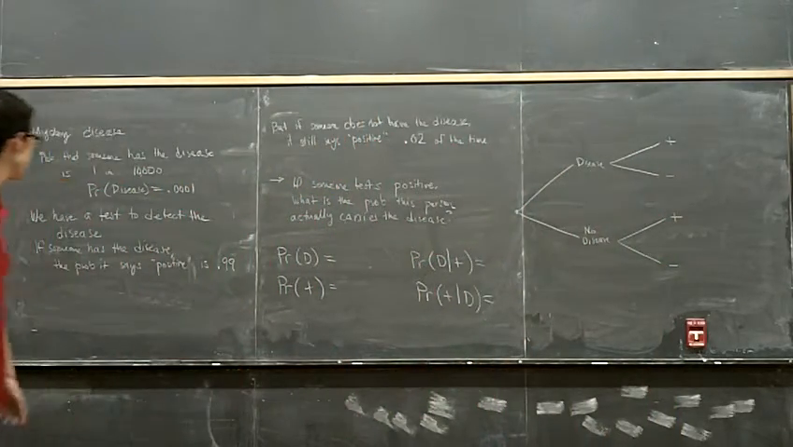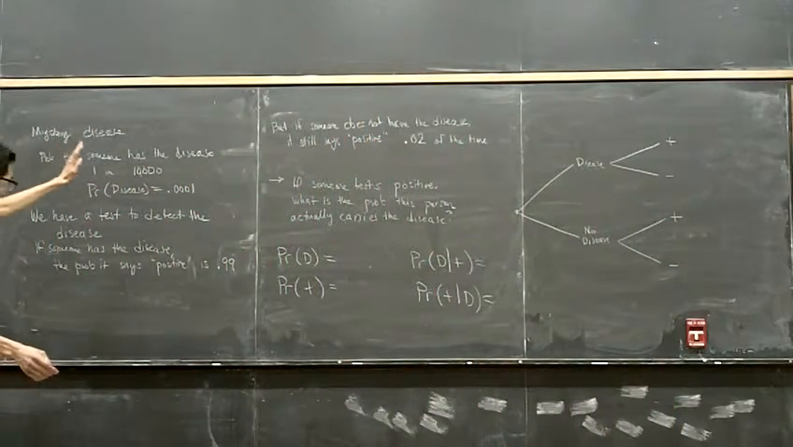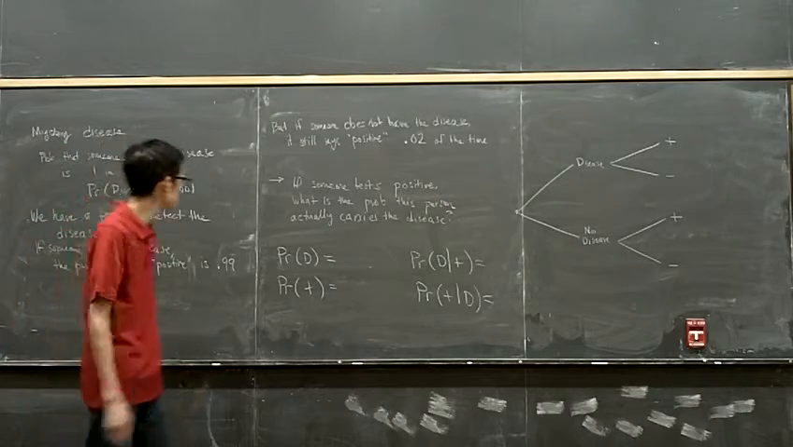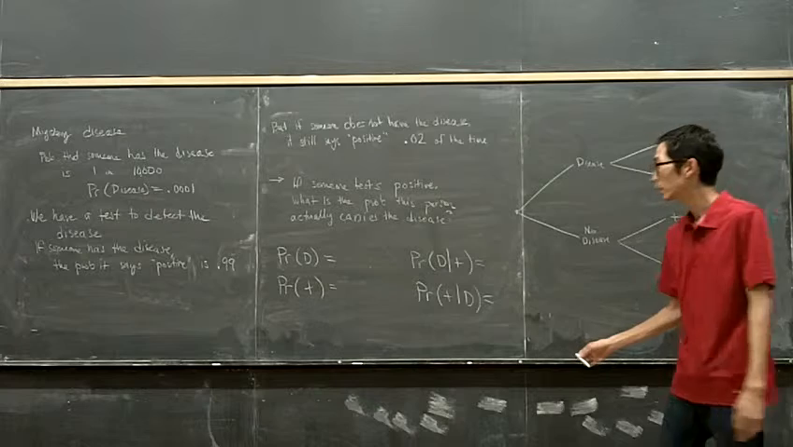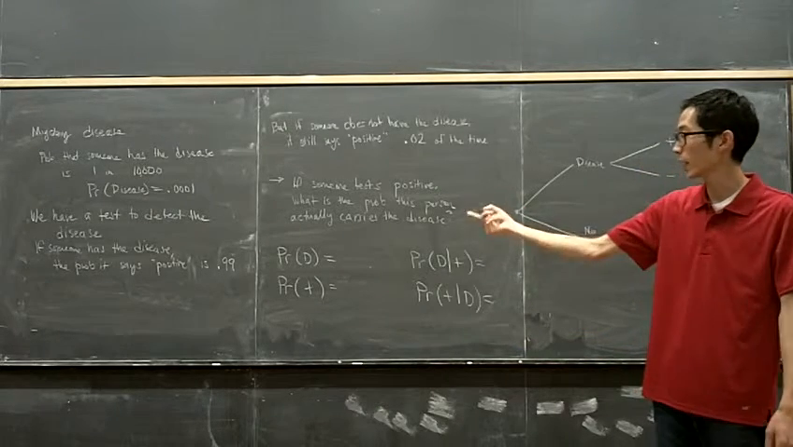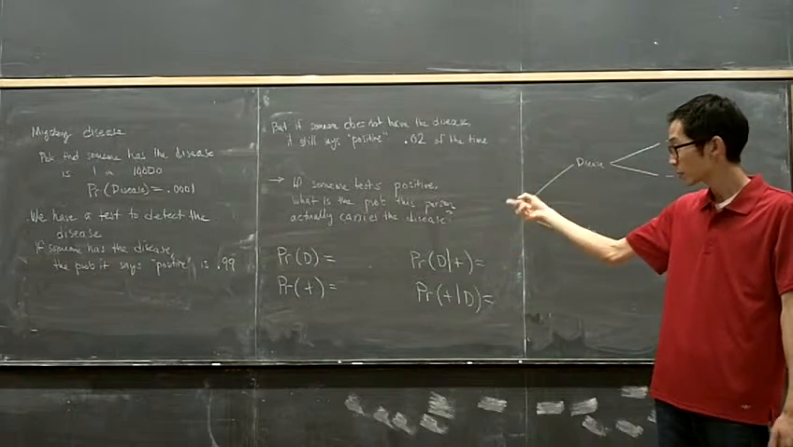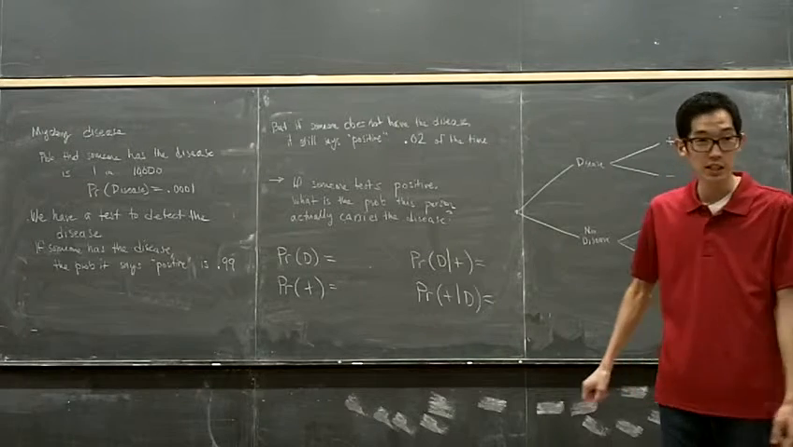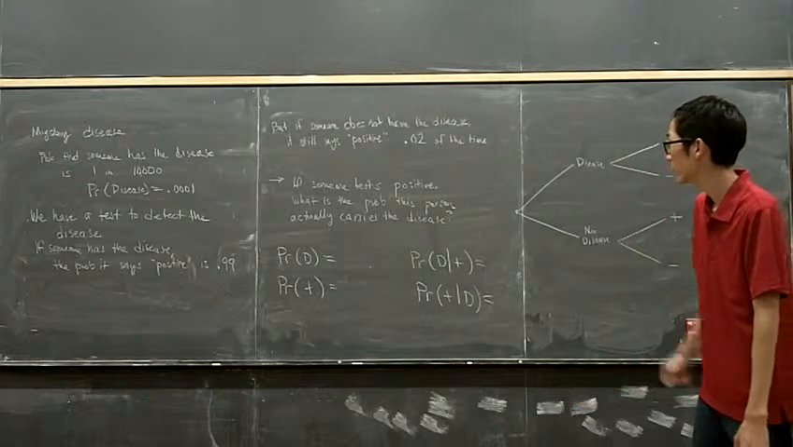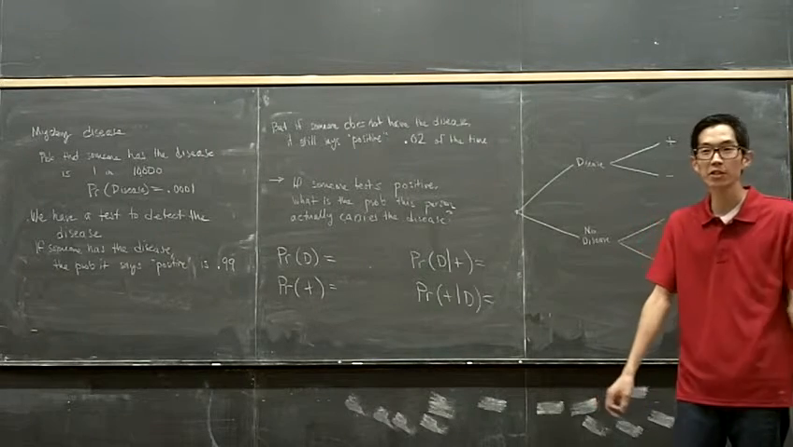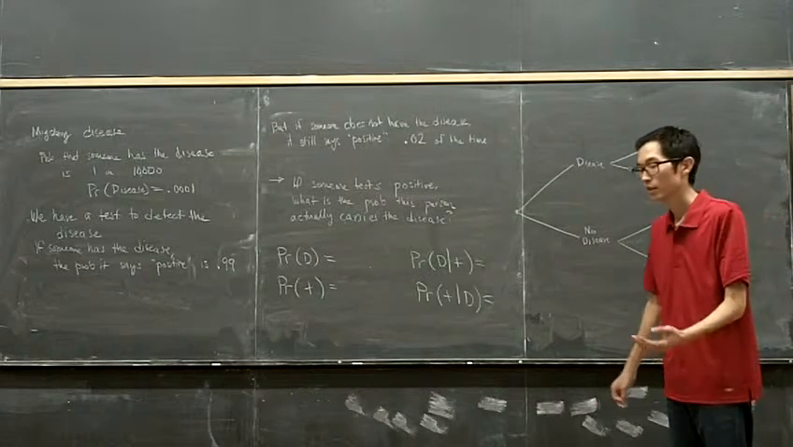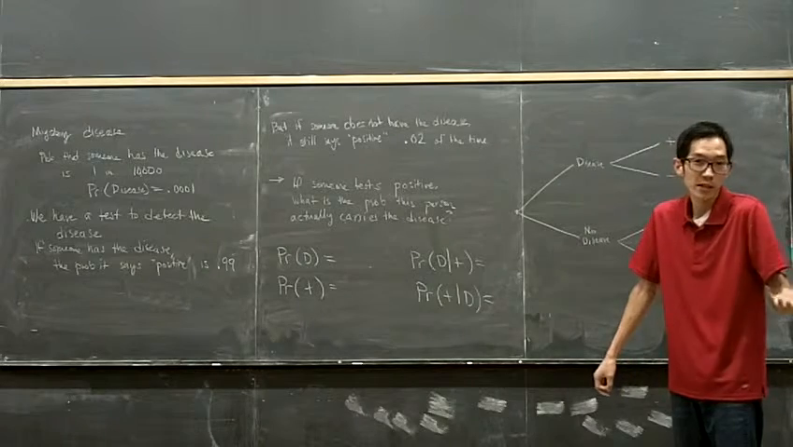Okay, so in this case it says the probability that someone has the disease is 1 in 10,000, and that if somebody has the disease, the probability of detecting the disease is 99% or 0.99, and if they don't have the disease, there's still a 2% chance that the test says positive.